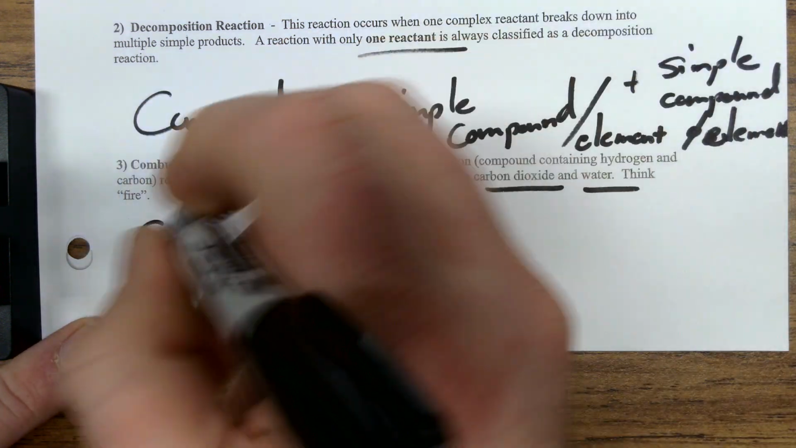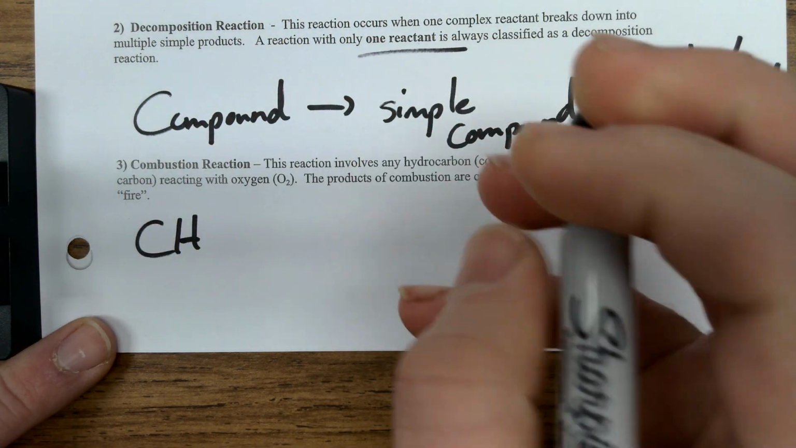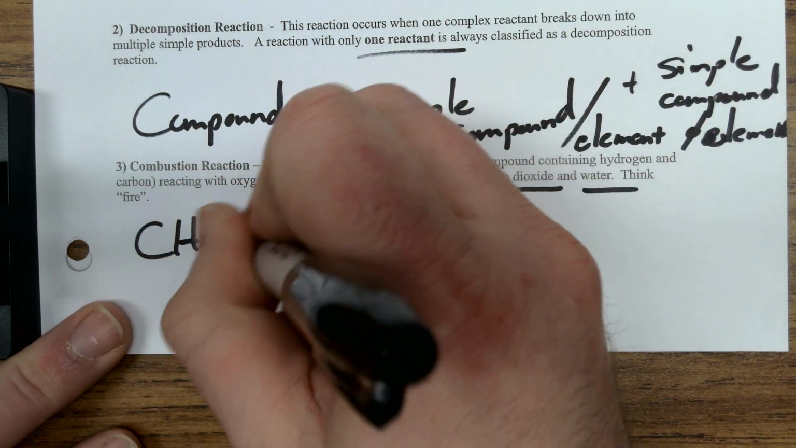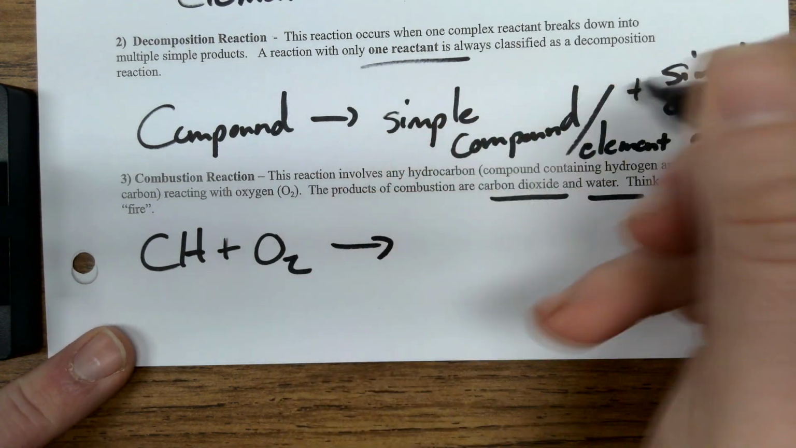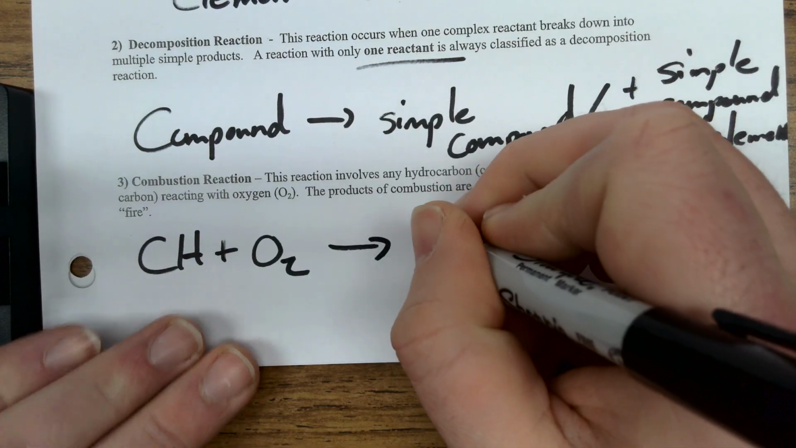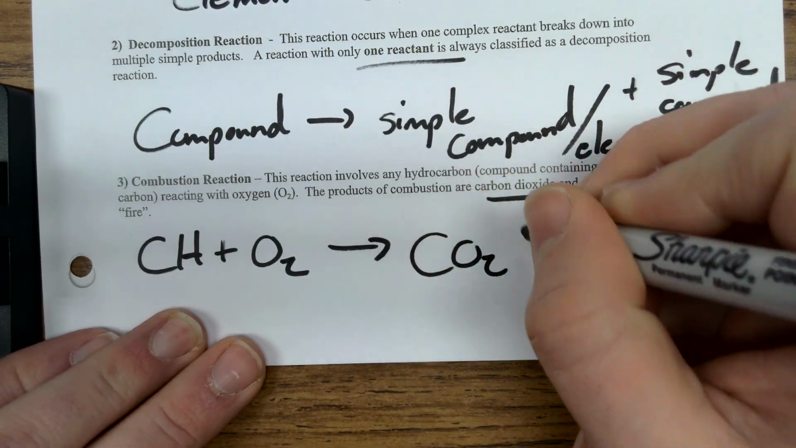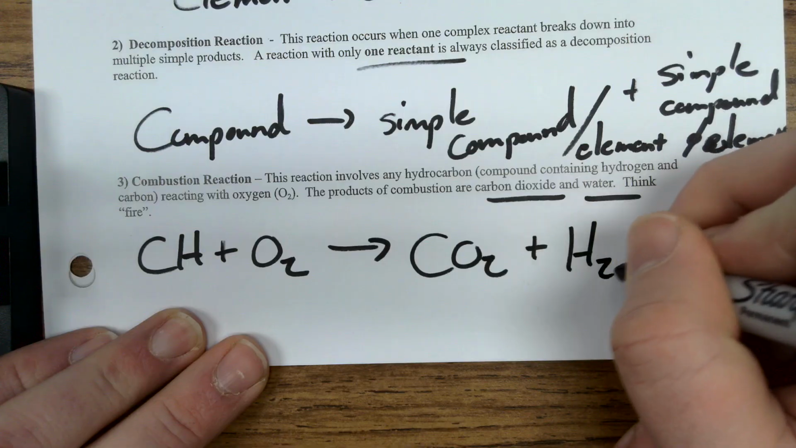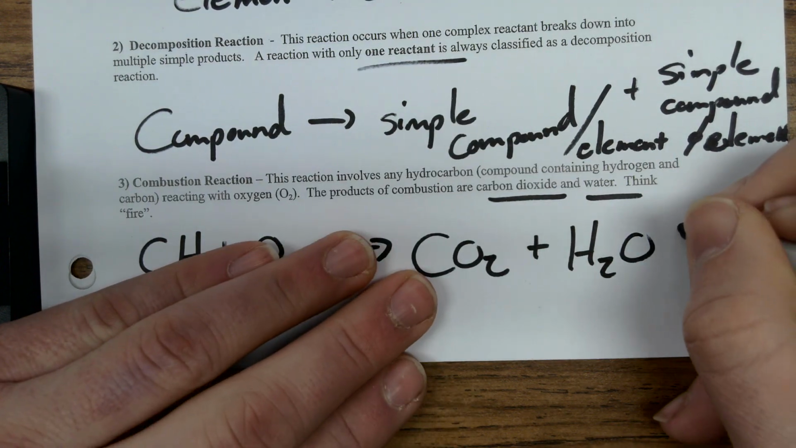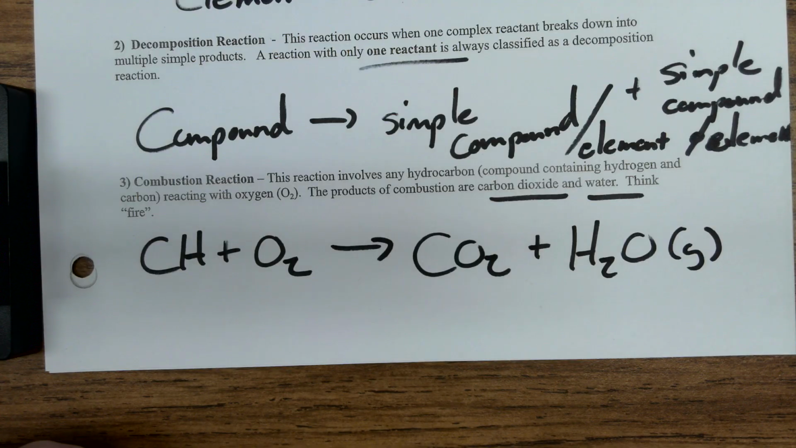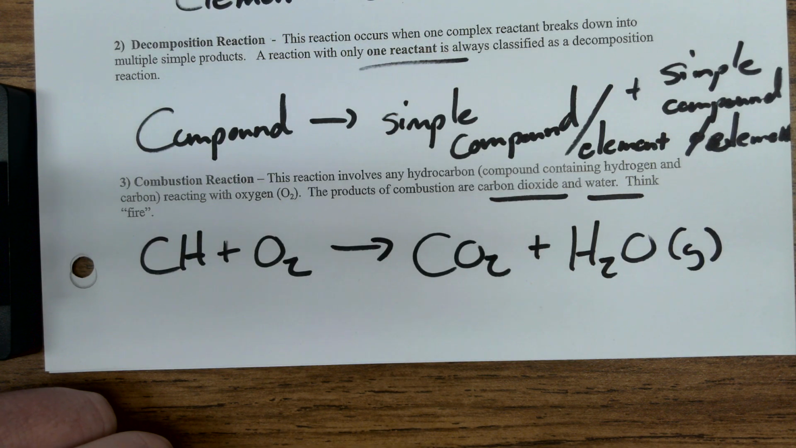We've seen that, CH. It's going to interact with oxygen, and that's going to produce carbon dioxide and water. And the water that's formed is in the form of gas, as vapor.